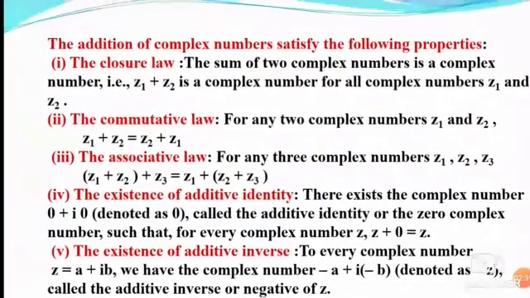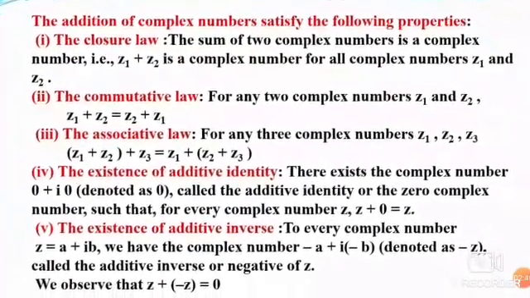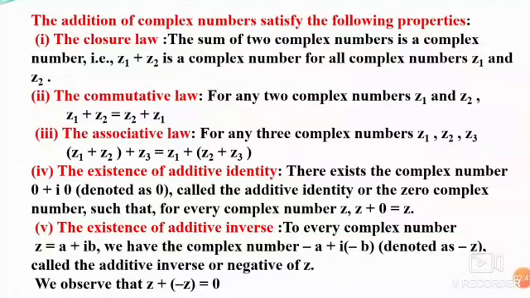Next, we will learn some properties. That is, addition of complex numbers satisfy the following properties. Already we have learned in the lower classes about all these properties. The same is applicable here for the complex numbers also. The closure law. The sum of two complex numbers is a complex number. So, if you add two complex numbers, again you will be getting a complex number.